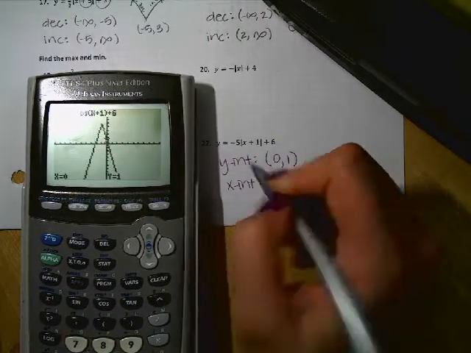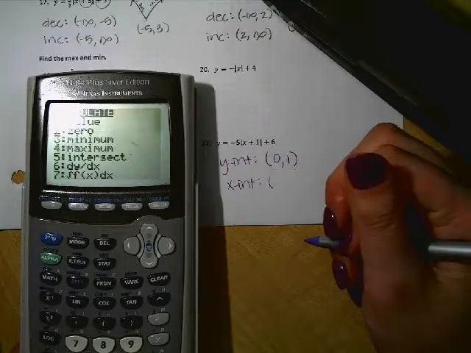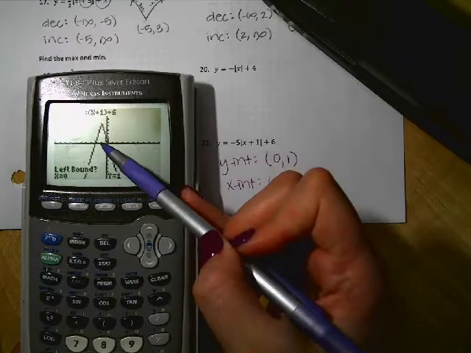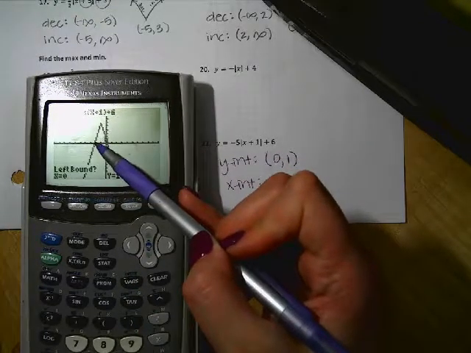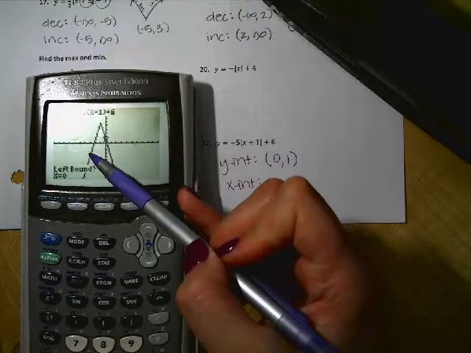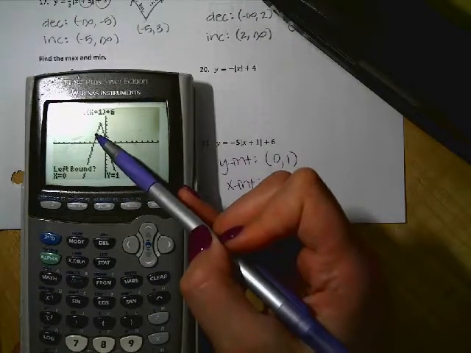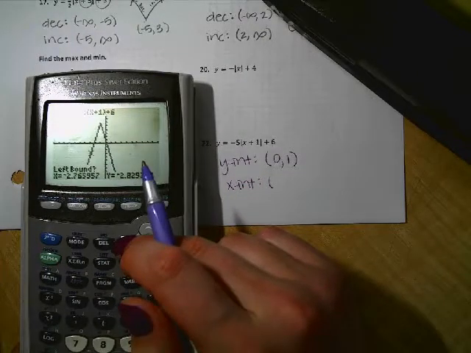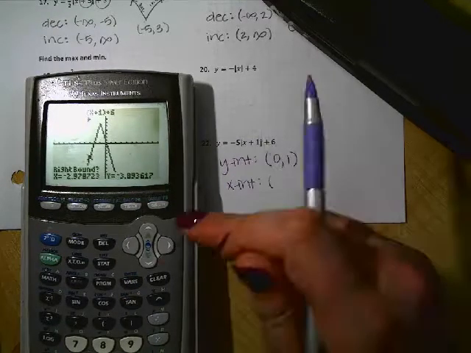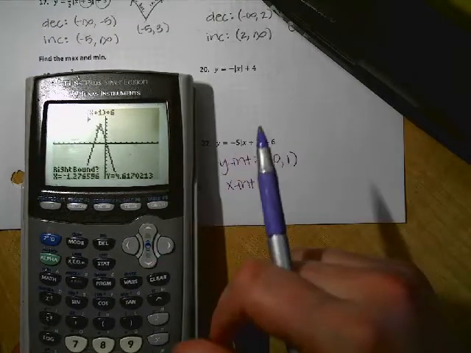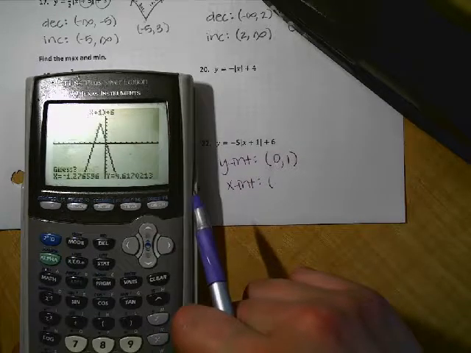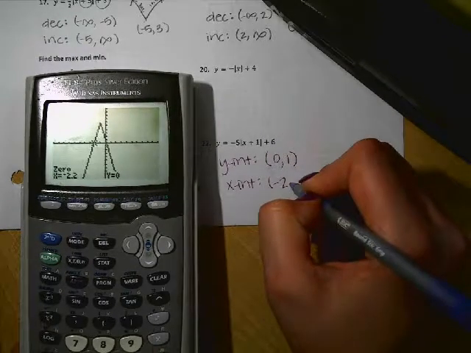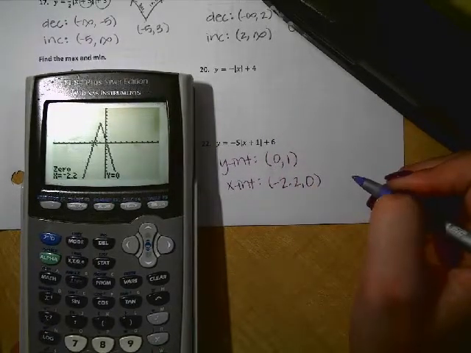And then for x-intercept, I'm going to do second trace, number 2. And then I have to do left bound, right bound. So here's my first x-intercept over here. The left bound is going to be somewhere over here, and the right bound will be somewhere up here. So I'm holding my left arrow. My left bound is over here. My right bound is somewhere over there. I ignore the guess. -2.2. Are you guys getting those answers okay? Yeah?